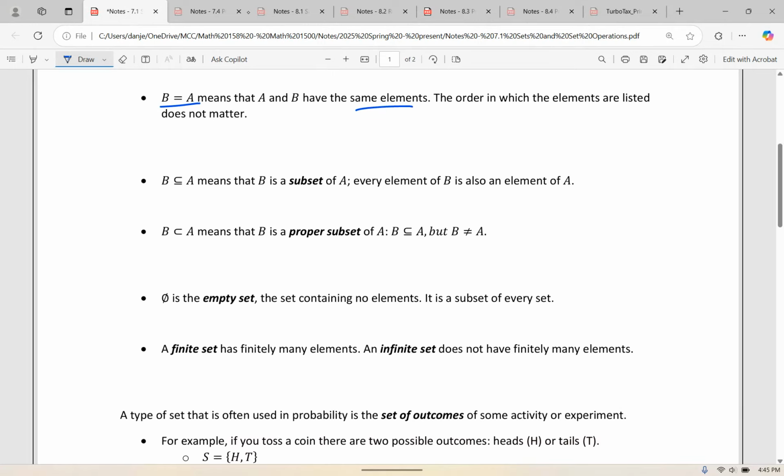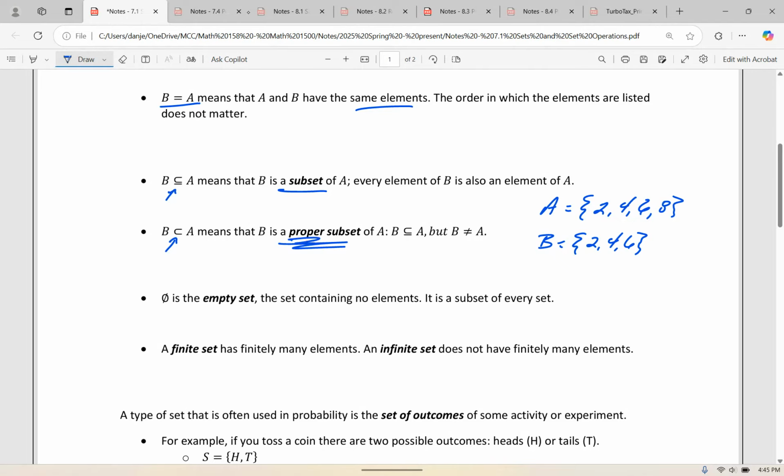Okay. We've got this symbol, which means subset. B is a subset of A, which means that every element of B is also an element of A. If B is a proper subset, that means that the sets are not equal to each other. So for example, let's suppose that set A is the numbers 2, 4, 6, 8. B is the numbers 2, 4, 6. Notice that every element in B is also in A, therefore B is a subset of A, or a proper subset.